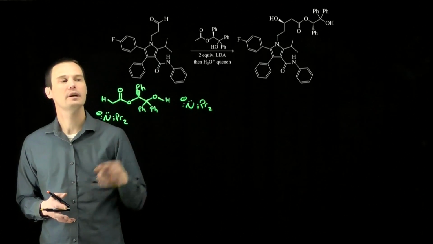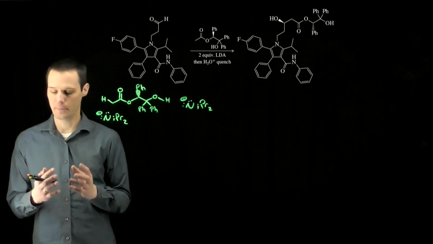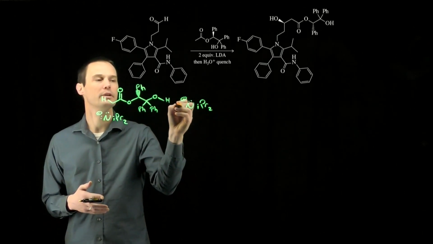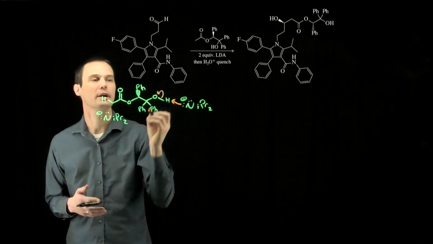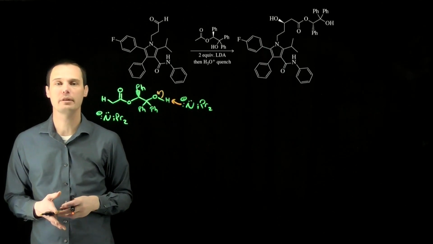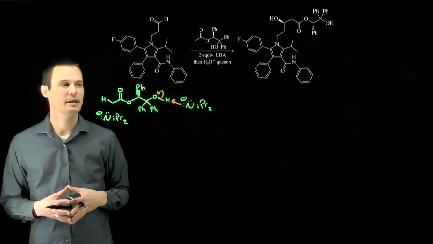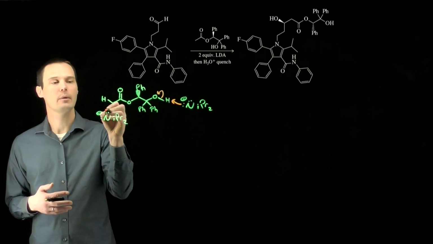However, we have a proton in this molecule that's more acidic than any other proton. So the first thing that's going to happen is we're going to deprotonate this alcohol proton because it's more acidic than any other proton in the molecule. That will form an alkoxide intermediate. Then we can form our enolate.